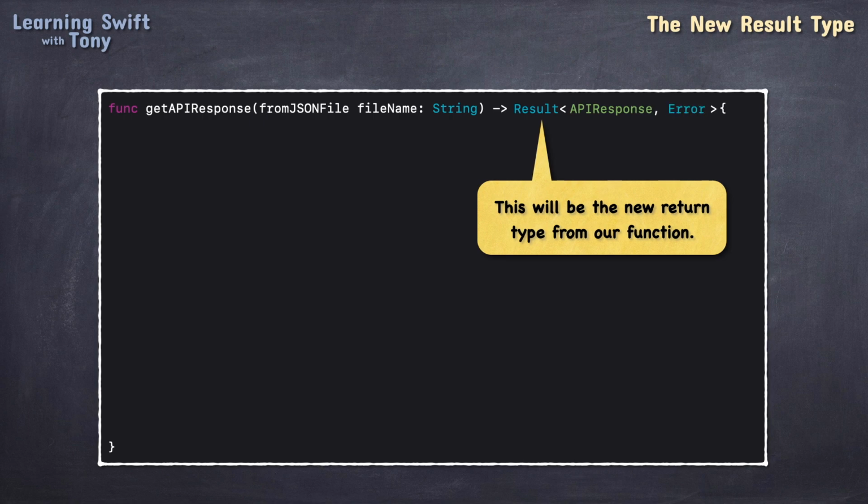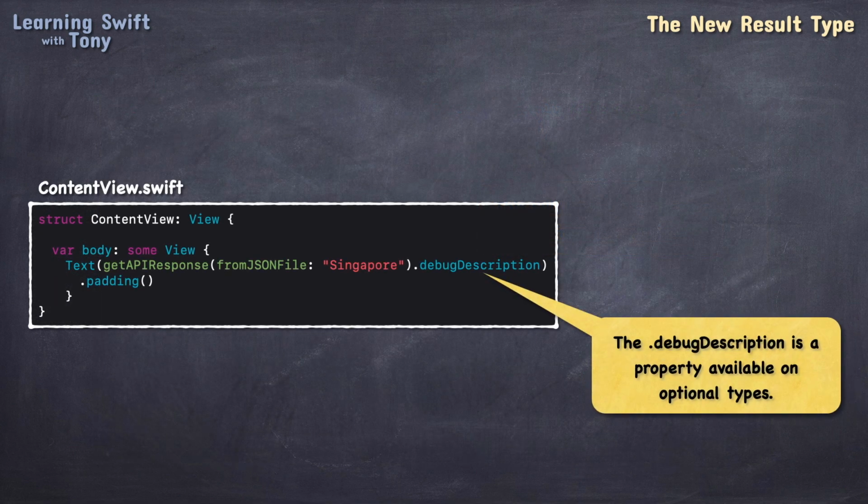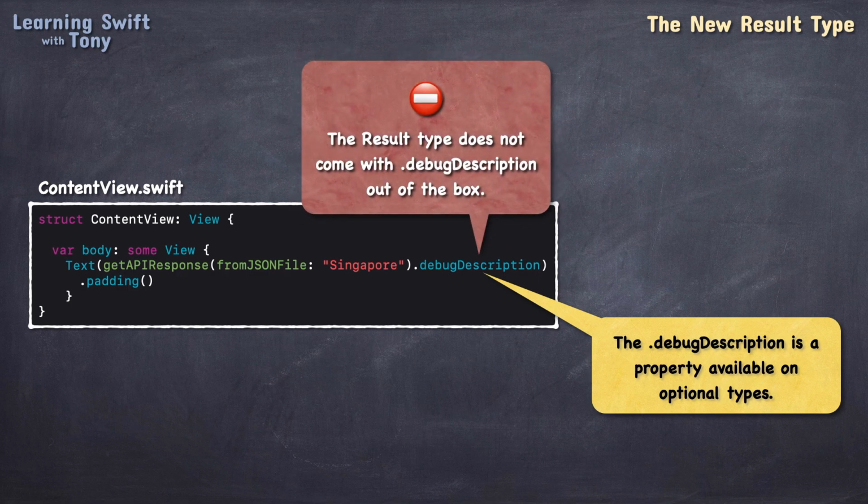As soon as we do this, however, the compiler will give us a warning, because last time we used our decoding function to test it in ContentView. And it was fine when our function returned an optional APIResponse. But now we are returning a Result type, and this type unfortunately does not come with a debugDescription computed property out of the box. We will have to make that happen ourselves. So let's just do that now before we go any further.